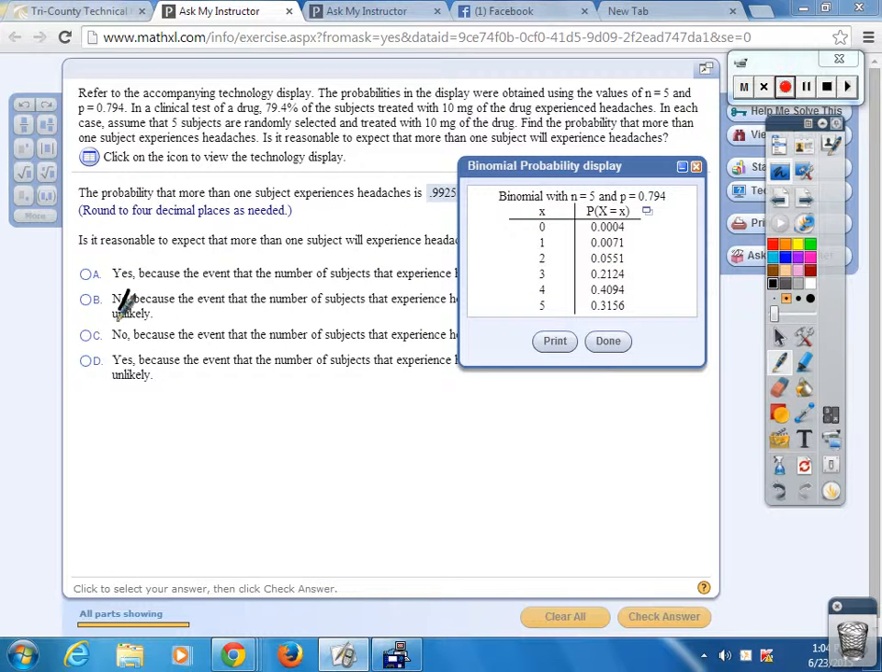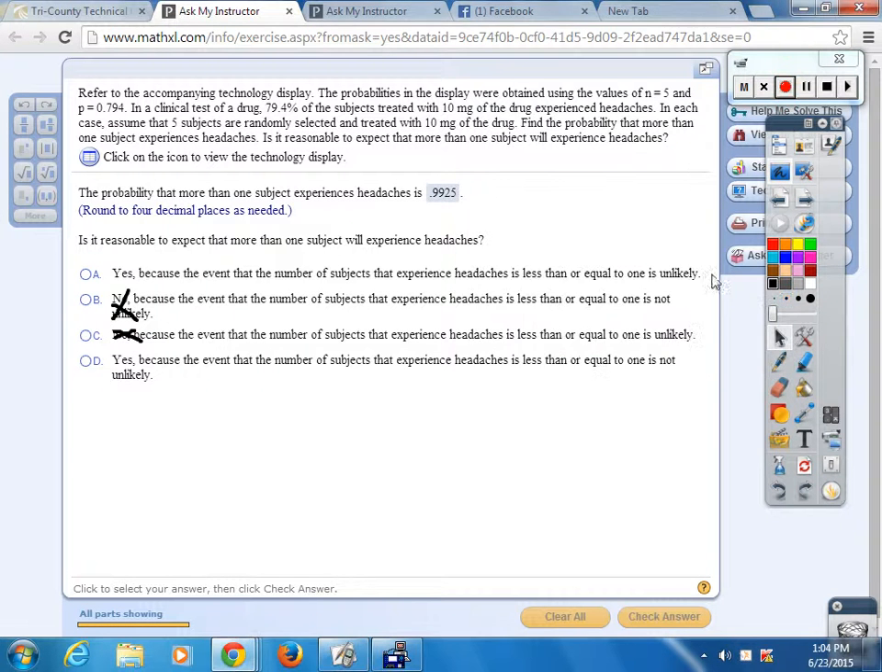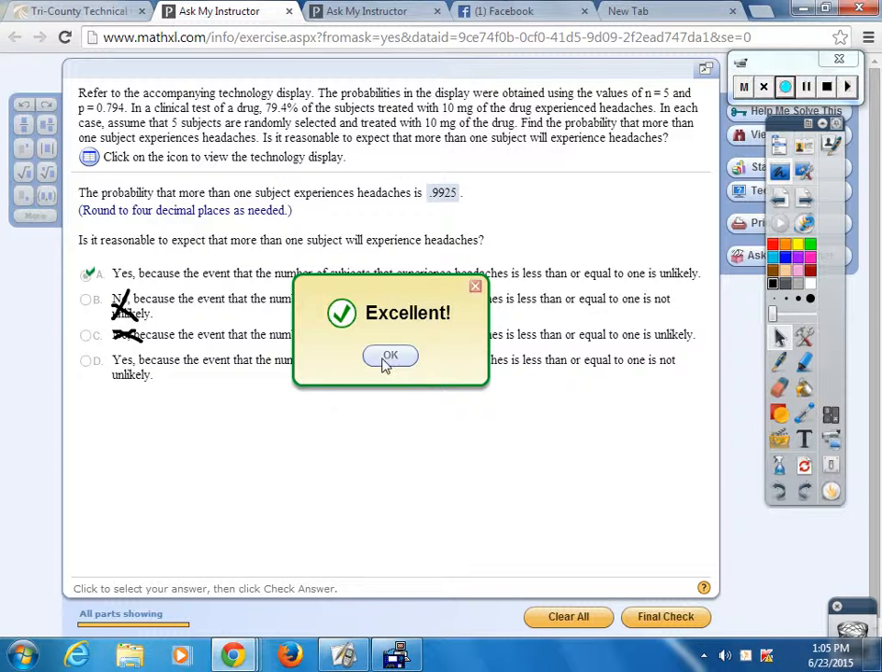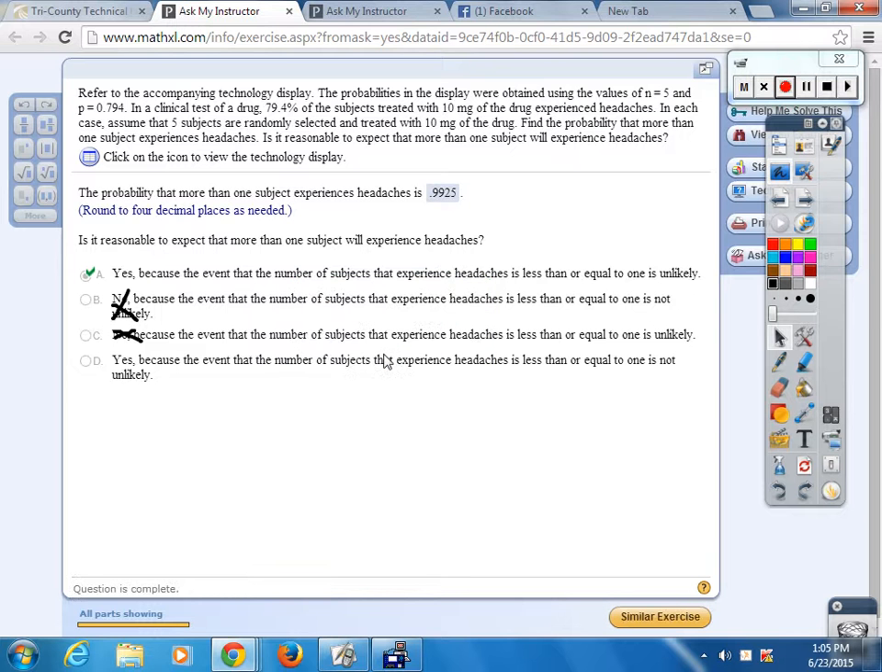All right, so that one's out and that one's out, and then you turn into a Philadelphia lawyer. It's A because the other one's not. Try to memorize the short one and the long one, because all this is gibberish. Yes, because the event that the number of experienced headaches is less than or equal to 1 is unlikely. When you say not unlikely, that's like reversing what you're saying. I know that, but they just make it difficult. Check answer, and we feel good about ourselves. So pick the short sentence with yes.